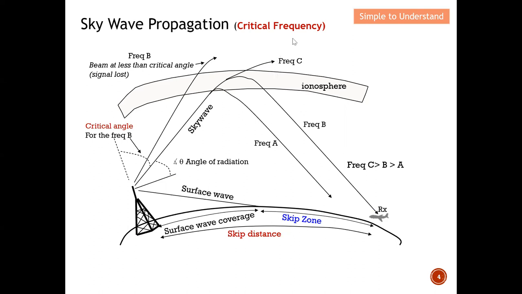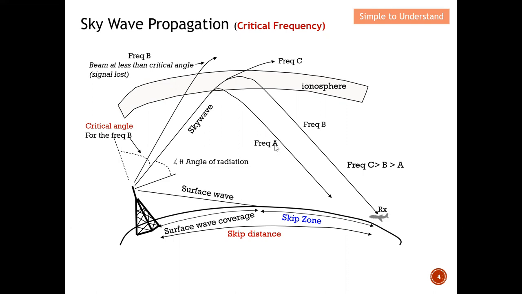So this is what we understand as the critical frequency: the highest frequency that I can guarantee will still be reflected back to the Earth. From here, you can see that C is the highest frequency, C is higher than B, B is higher than A, and A is the lowest frequency.